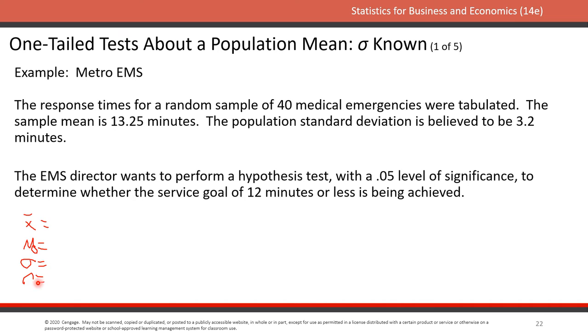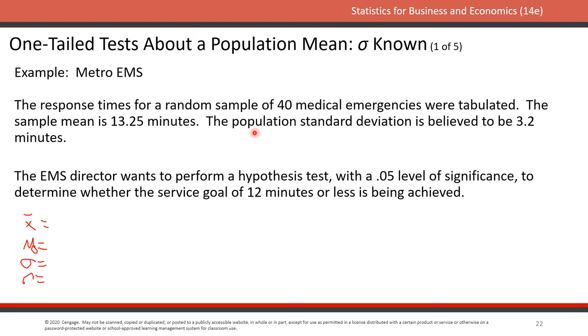So what is our sample size? And I do the easy ones first. So sample size, well, I've got a random sample of 40. So 40 is going to go, n equals 40. Sigma, what's my population standard deviation? Well, it literally says the population standard deviation is 3.2.